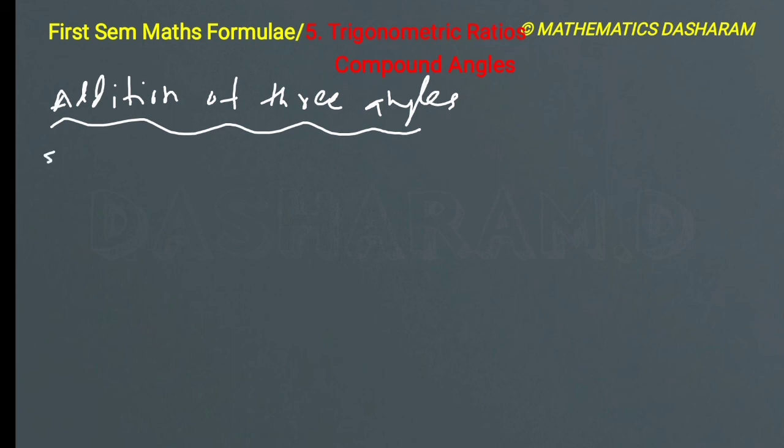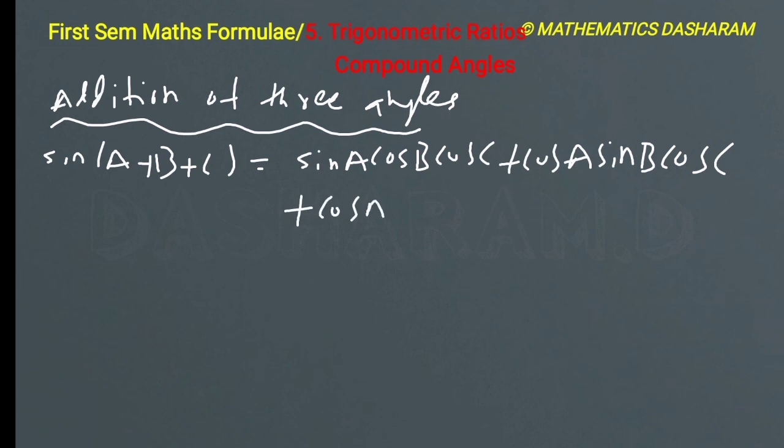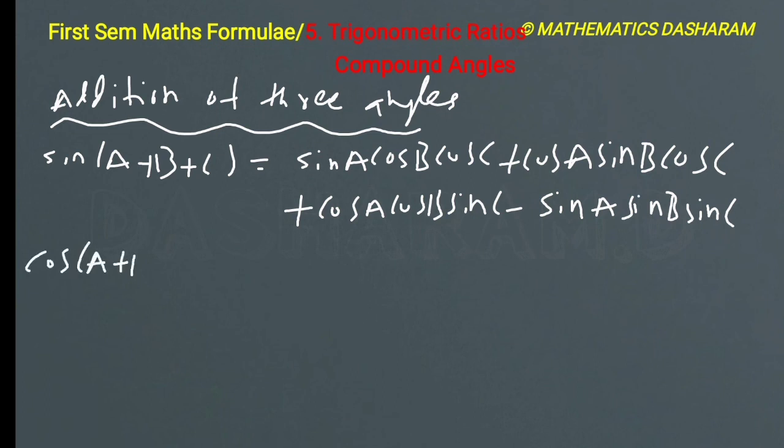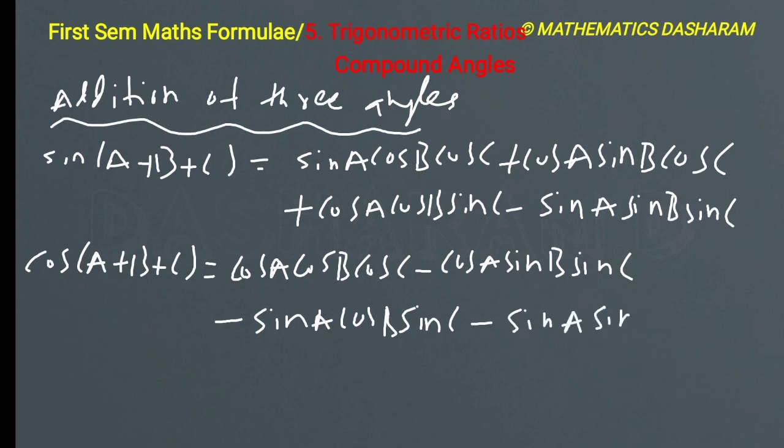Next, addition of three angles. So sin(A plus B plus C) equals sin A cos B into cos C plus cos A into sin B into cos C plus cos A into cos B into sin C minus sin A into sin B into sin C. Next, cos(A plus B plus C) equals cos A cos B cos C minus cos A into sin B into sin C minus sin A into cos B into sin C minus sin A into sin B into cos C.